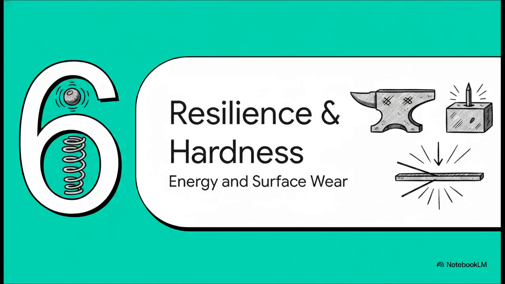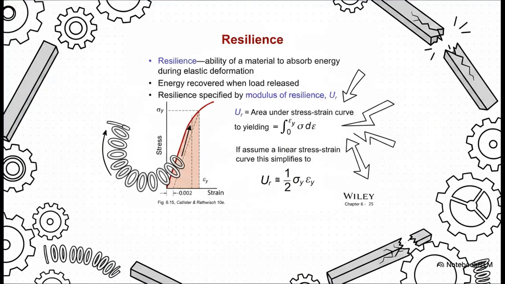And finally, Section 6, Resilience and Hardness. To wrap up our analysis of mechanical properties, we're looking at a material's capacity for energy storage and its resistance at the surface layer. While toughness is the total energy up to breaking, resilience is kind of like its more cautious cousin. It's a material's specific ability to absorb energy strictly during the safe, elastic deformation phase and then release it upon unloading. Think of a perfectly tuned suspension spring on a car. Mathematically, it's specified by the modulus of resilience, represented purely by the area under the linear, elastic portion of the curve, right up to the point of yielding.